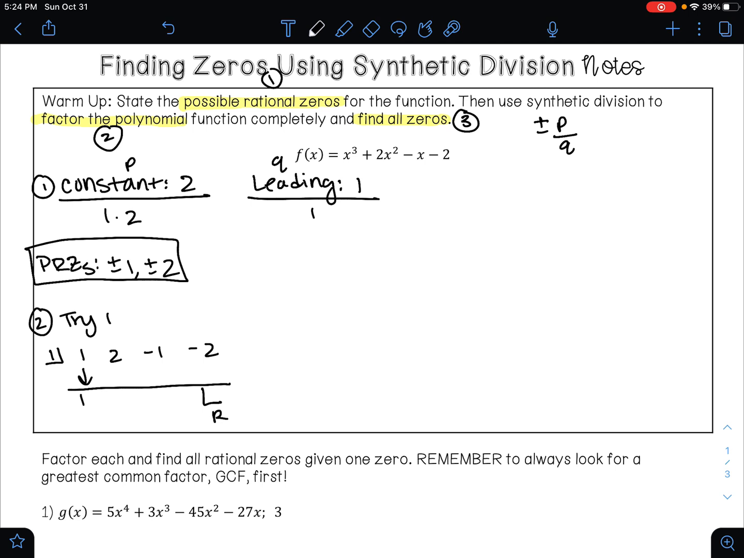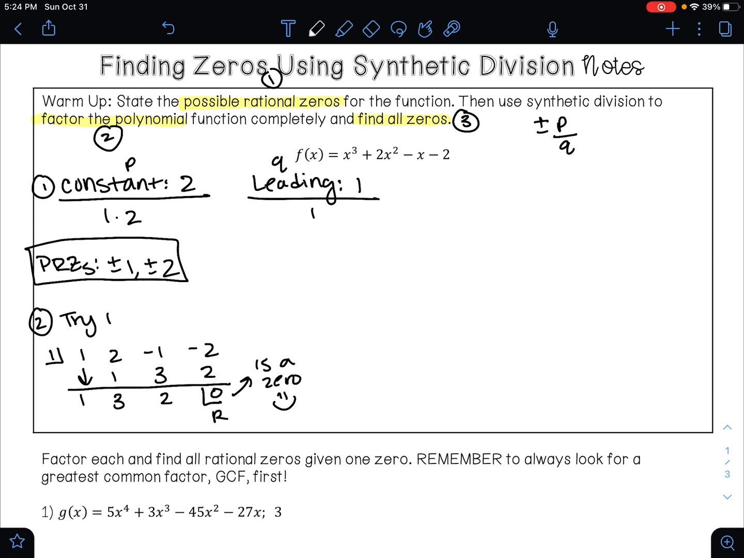1 times 1 is 1. 1 plus 2 is 3. 1 times 3 is 3. Negative 1 plus 3 is 2. 1 times 2 is 2. Negative 2 plus 2 is 0. So this is a 0, so that's nice. And so now I can find my factors.